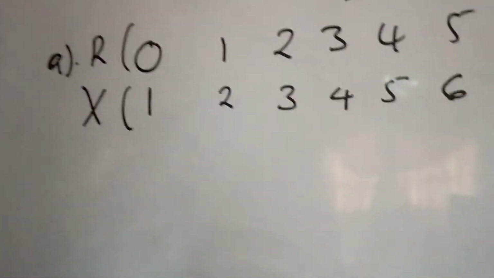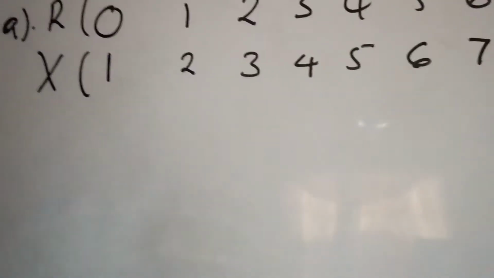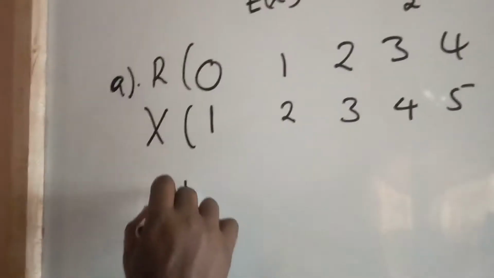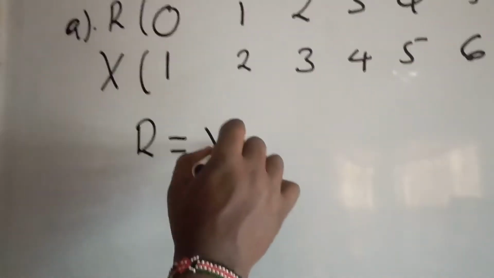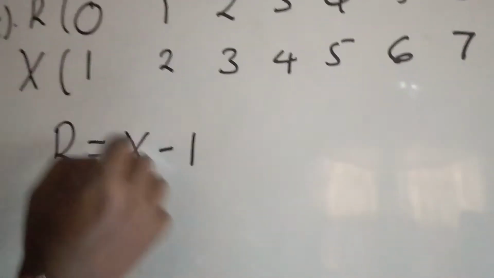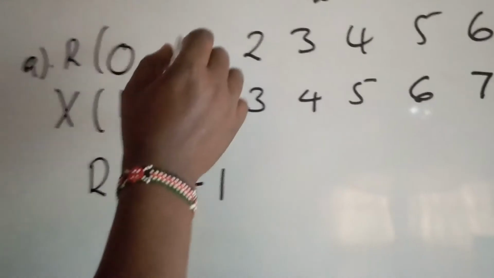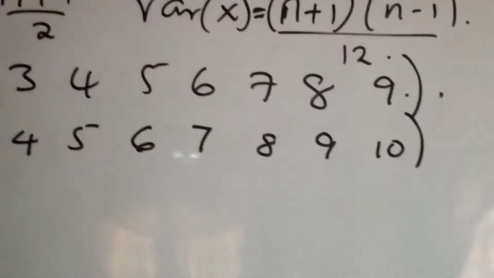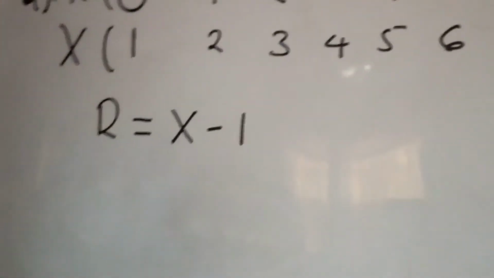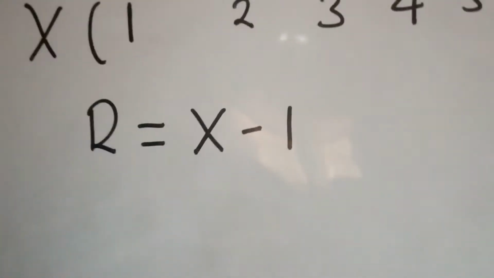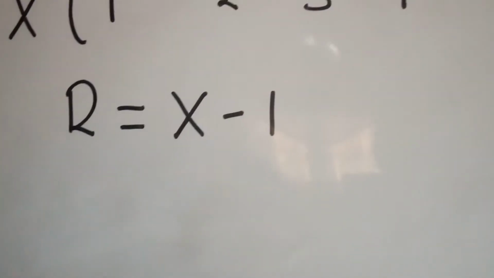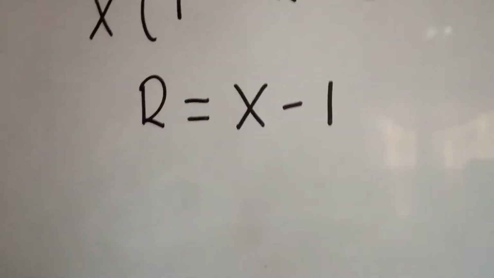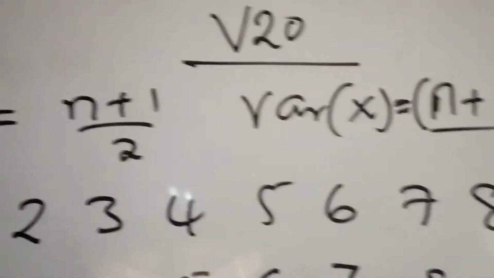And therefore, there is a simple relationship between X and R. If you want to get R, you have to have X minus 1. If you are referring to 0, then 0 is 1 minus 1. If you are referring to 1, then 1 is 2 minus 1. In the same case, if you are referring to 9, then 9 is 10 minus 1, which is X minus 1. That is the simple rule that combines the two. By introducing the random variable X, you can use the standard formula above for X with n equal to 10.